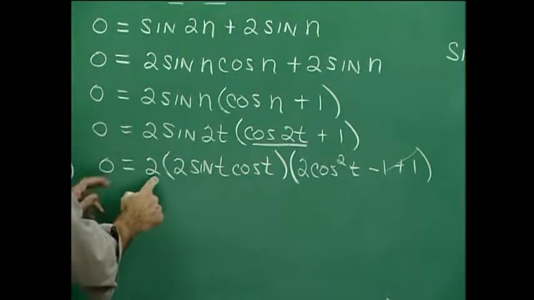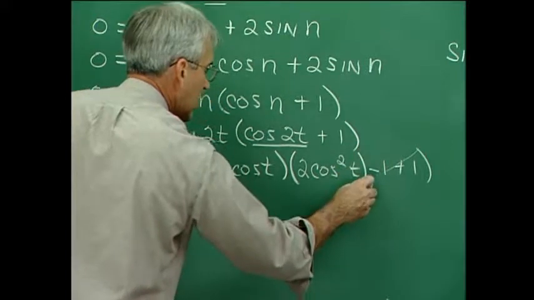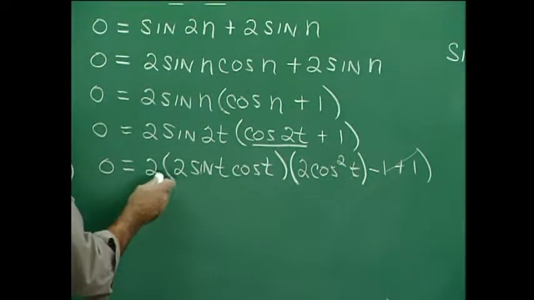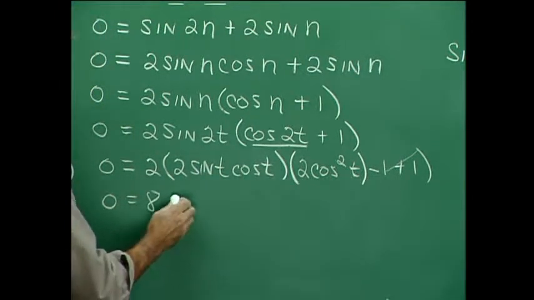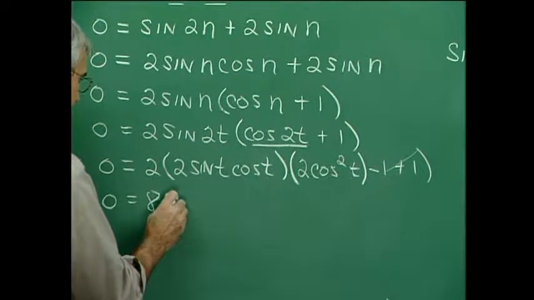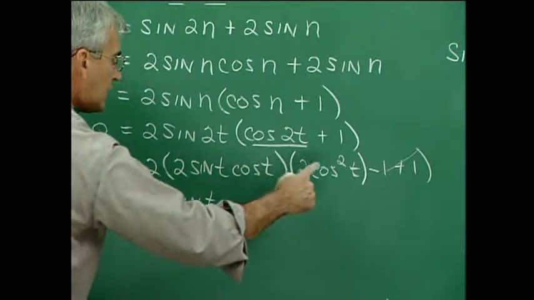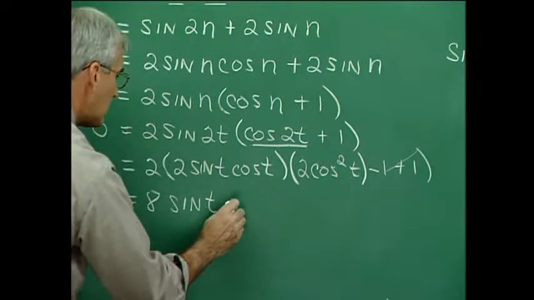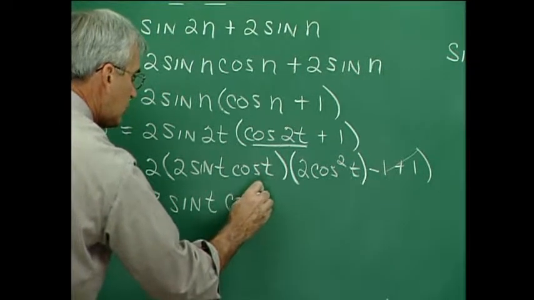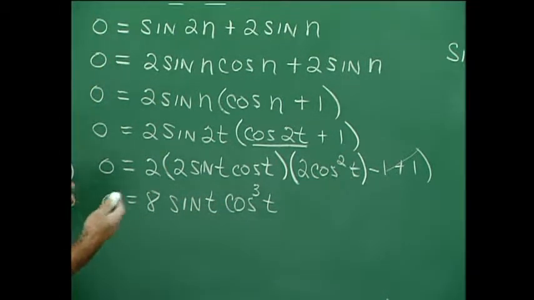So now we have all of this business. Let's just clean this up. Now I'm going to just consolidate right here in the interest of time and space. I have 2 times 2 times 2. That's 8. And I have sine t cosine squared t. How many factors of cosine t do I have? I have 2 of them here, another one here. So this is cosine cubed t. Okay, now I have a consolidated situation which I can deal with in evaluating.